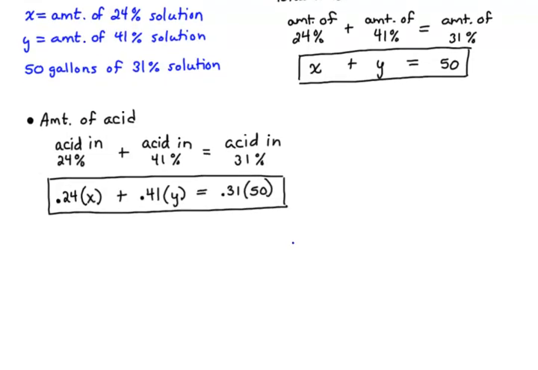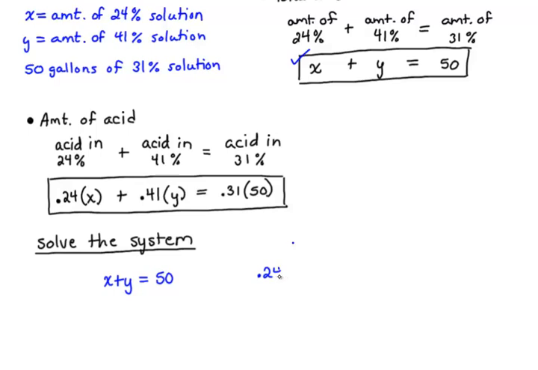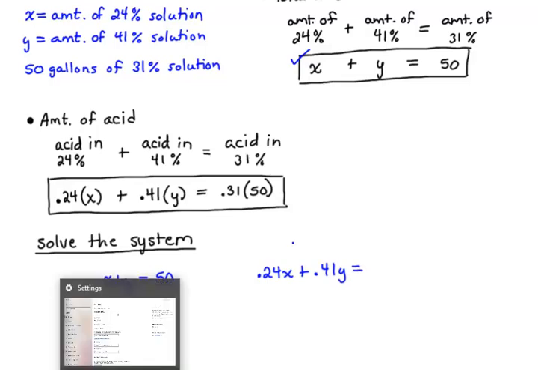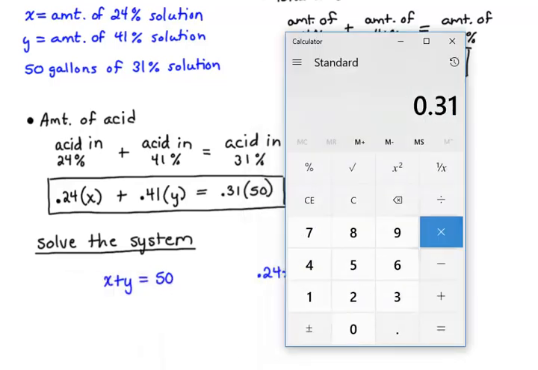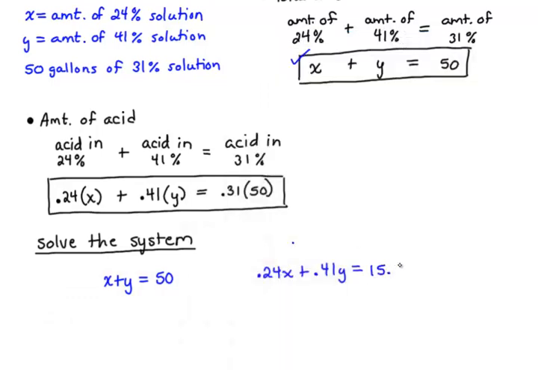So once we found our two equations, we are going to solve the system. So I'm going to rewrite my equations. My system is I have x plus y equals 50. That's my first equation. My second equation is 0.24x plus 0.41y is equal to, I'm actually going to figure that out, 0.31 times 50, 15.5. There are my two equations.